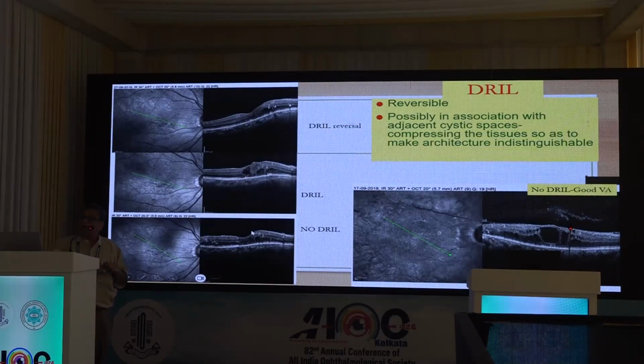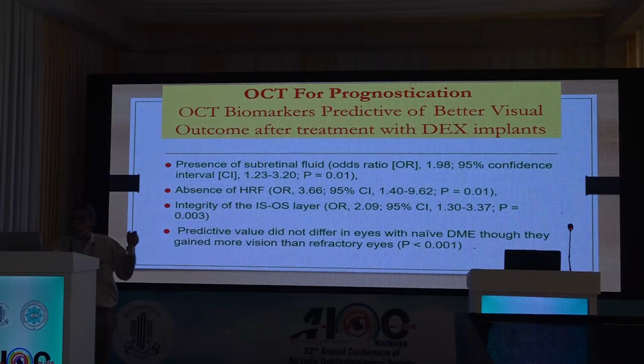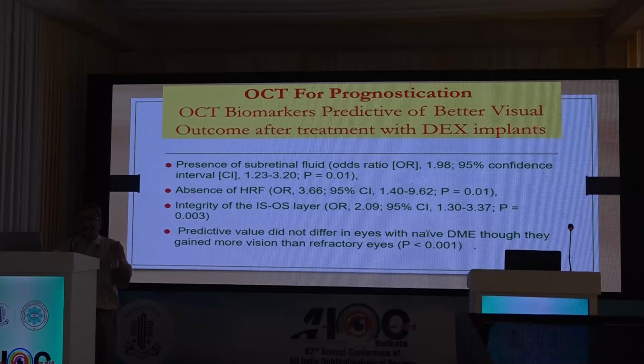Now, just to show you, here there was fluid. It looked like this area had DRIL, but the fluid went away and the layers became okay. So don't comment on DRIL while the fluid is there. The other thing is here, a lot of big cysts, but no DRIL. Vision was good. So this is another important factor to keep in mind. The basic parameters which are predictive of good visual outcome include subretinal fluid, which is better than having intraretinal cysts, absence of hyperreflective spots, and integrity of the ISOS junction. You may have any amount of cysts, but if the ISOS layer is intact, chances are your patient will have good vision, and after treatment will have a better visual outcome.